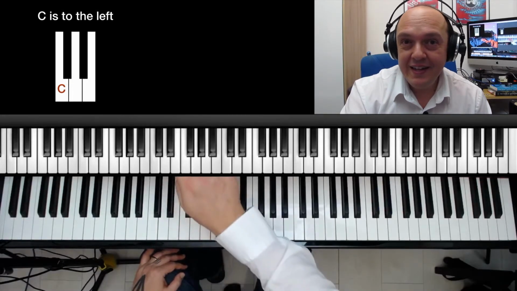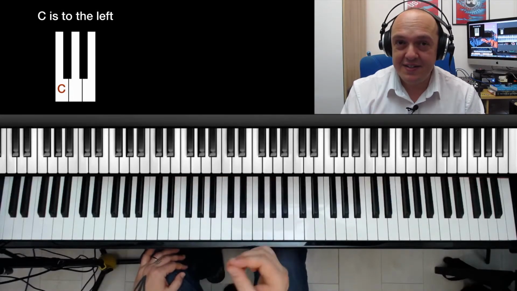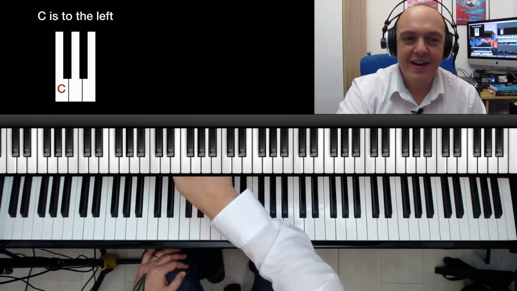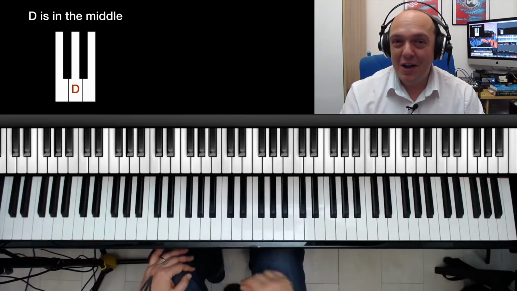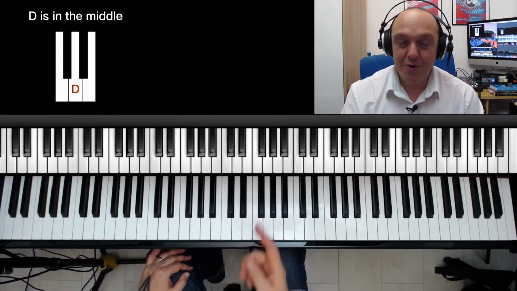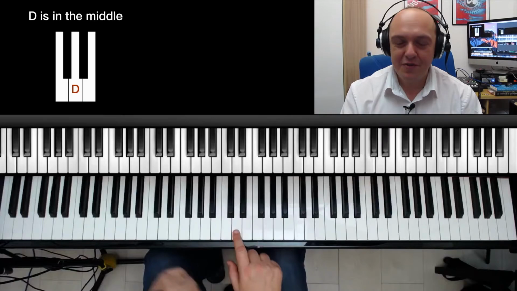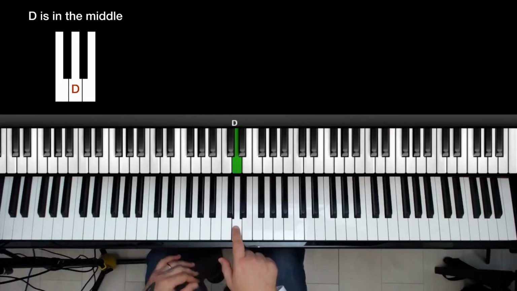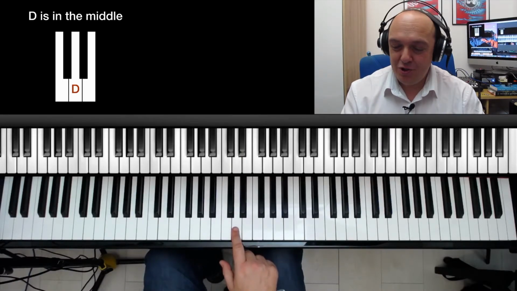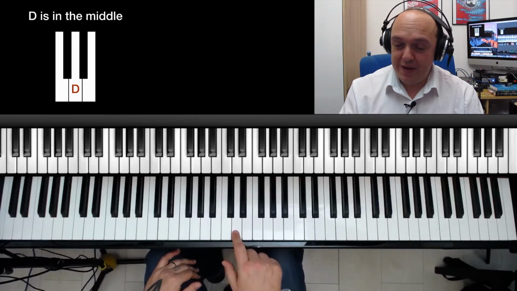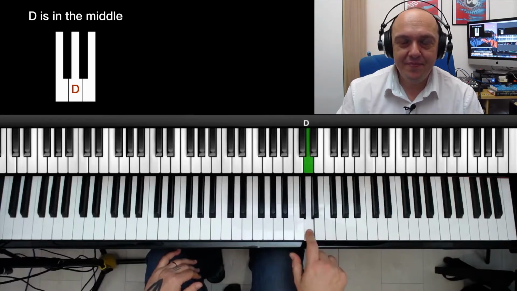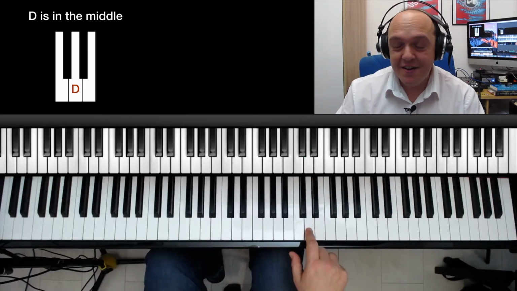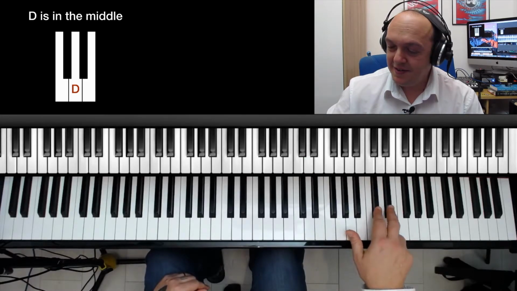Moving on, the next note in the alphabet after C is D. And guess what? D can be found right in the middle of the group of 2 black keys. So locate one, the one directly in front of you. Now, go play a higher D. So locate the higher group of 2 black keys and play the D in the middle. Same procedure, play a higher D, group of 2 black keys, the D in the middle.